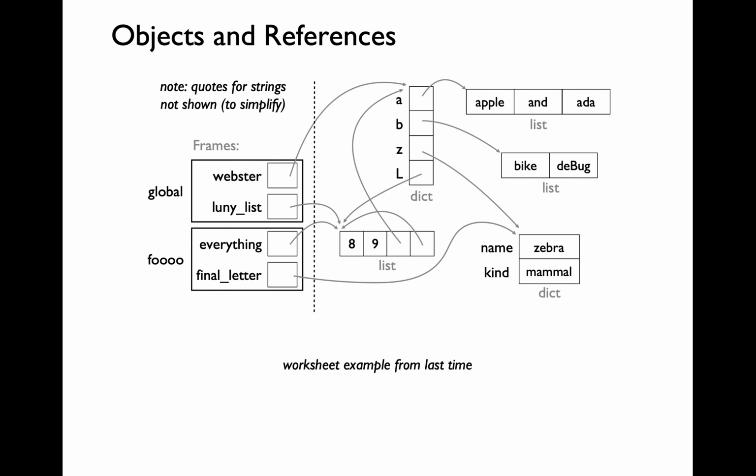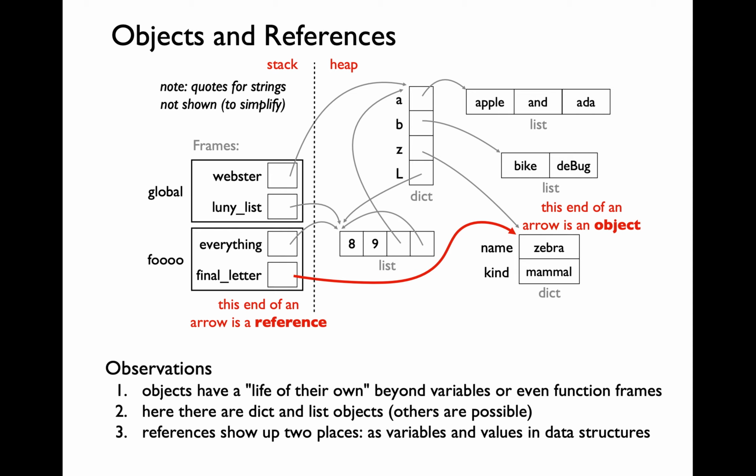We are going to use this crazy nested data structure diagram from the previous lecture to understand the concept of objects and references. Whenever you have an arrow, the pointy end of the arrow is going to point at an object. The non-pointy end is going to be a reference to that particular object.